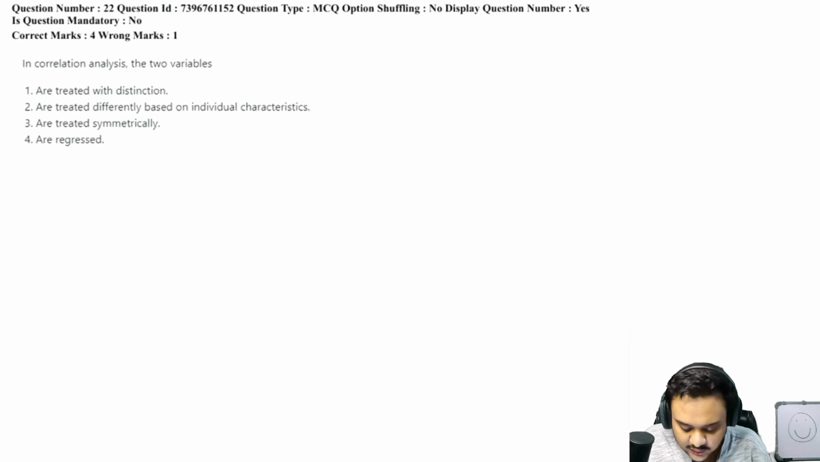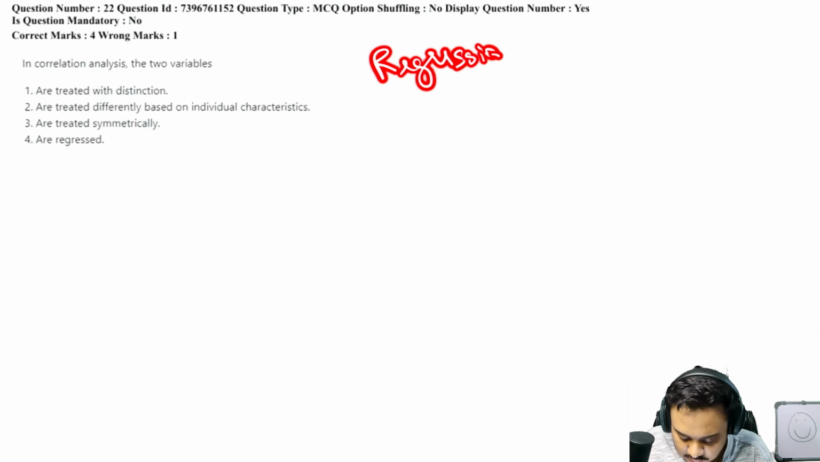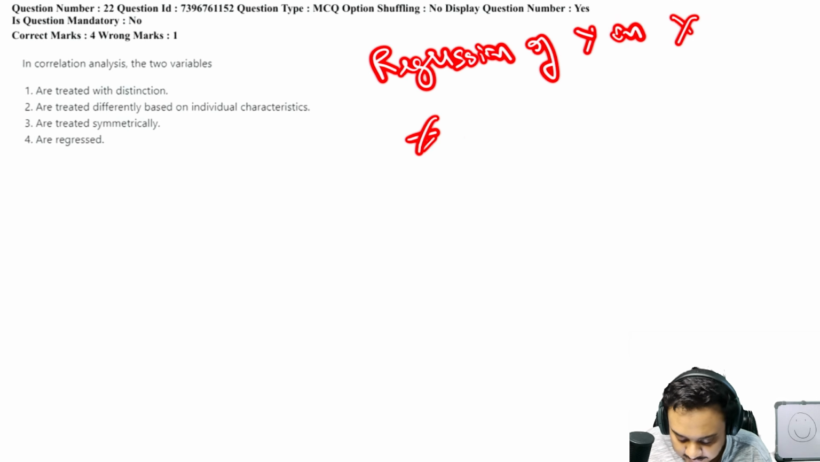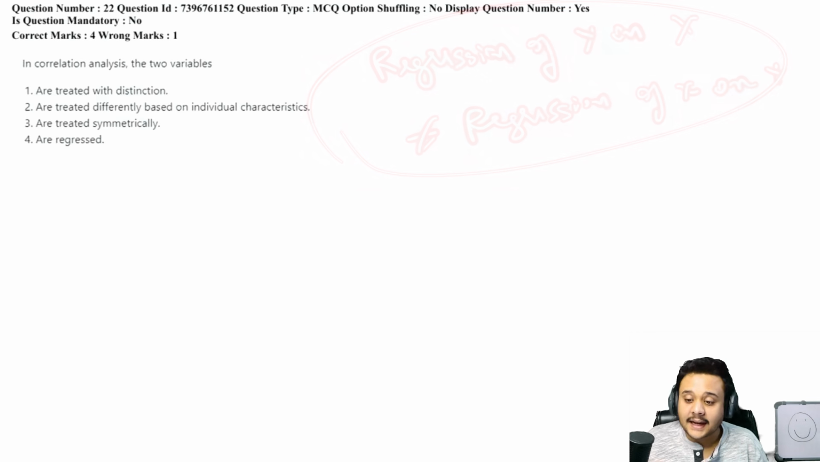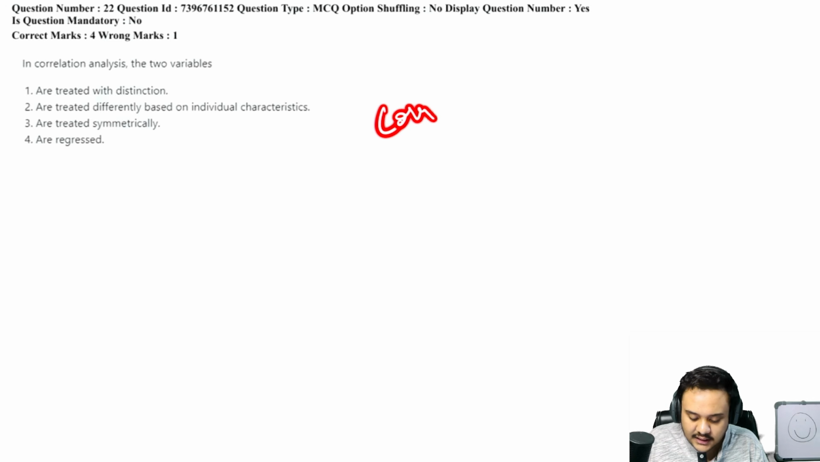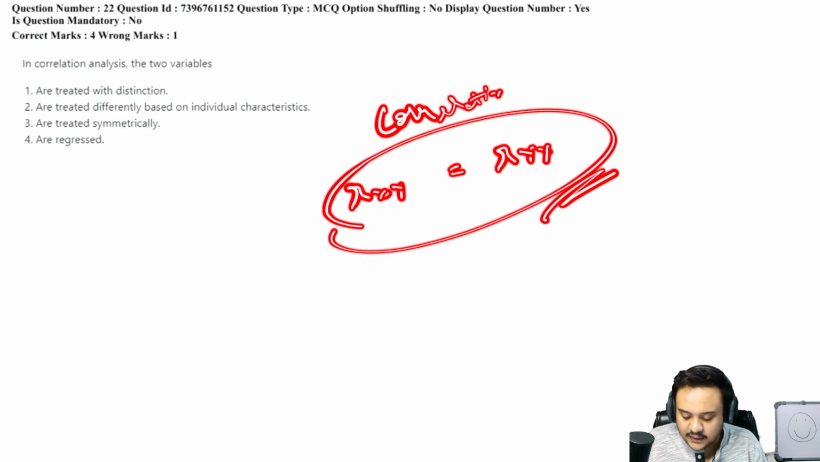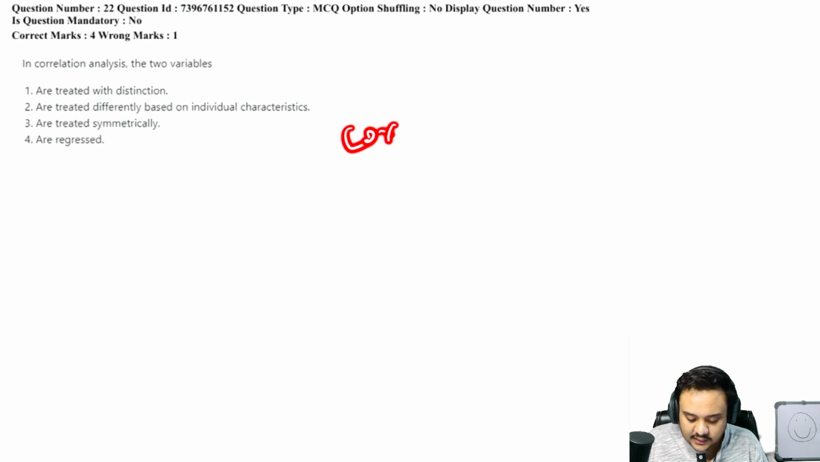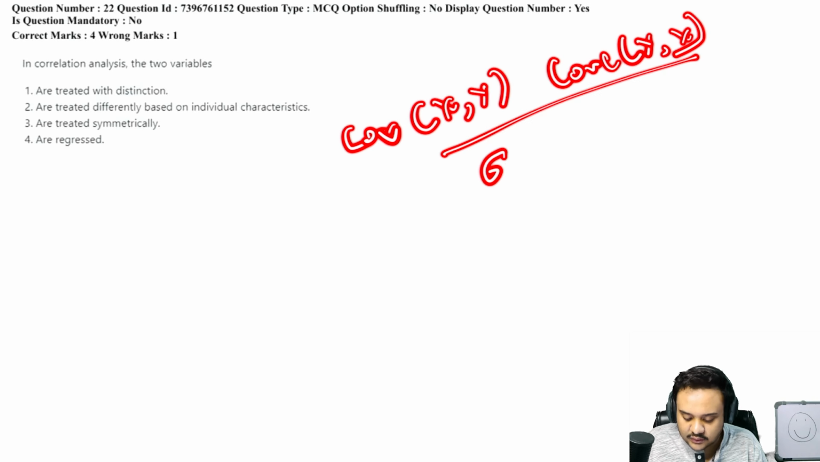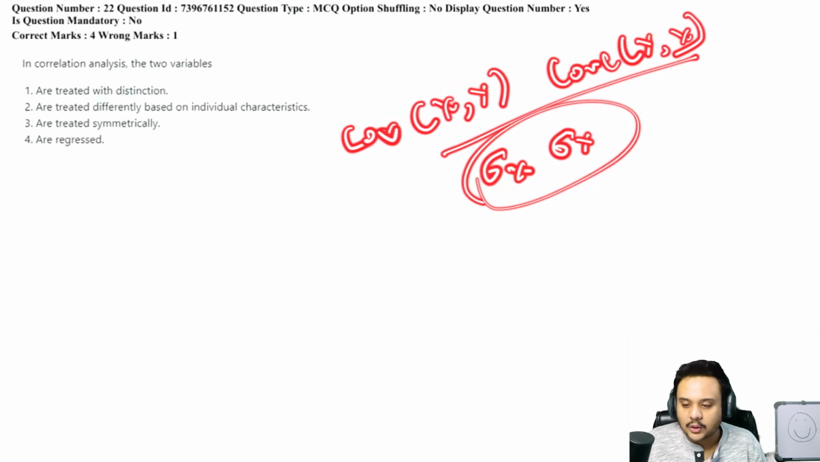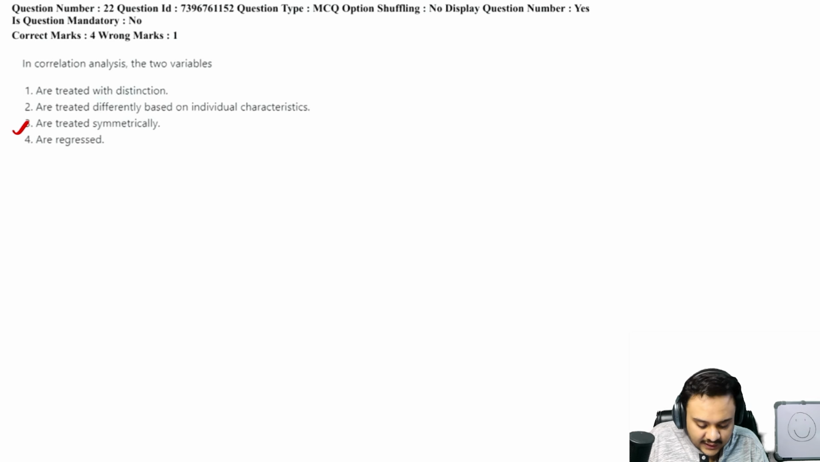So what we do is that when you write the regression of y on x, that is not equal to the regression of x on y, and similarly their regression coefficients are also not equal. But when we are talking about correlation, even the correlation coefficient, if you write it as rxy or ryx, it is still going to be equal, because the covariance of xy or the covariance of yx is going to be the same thing. Similarly, if you just write sigma x or sigma y first, it won't matter. So that is why the variables are treated symmetrically in correlation analysis.